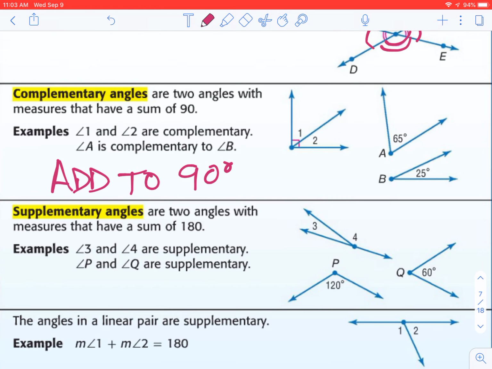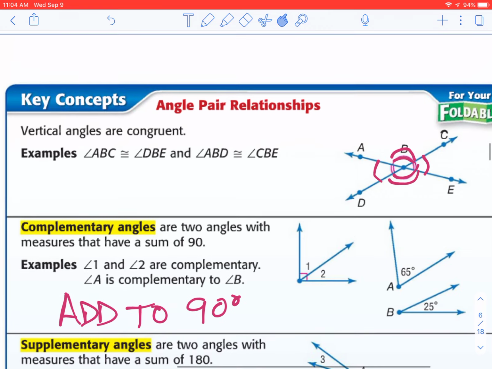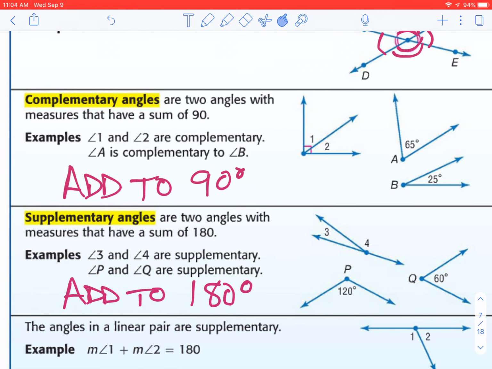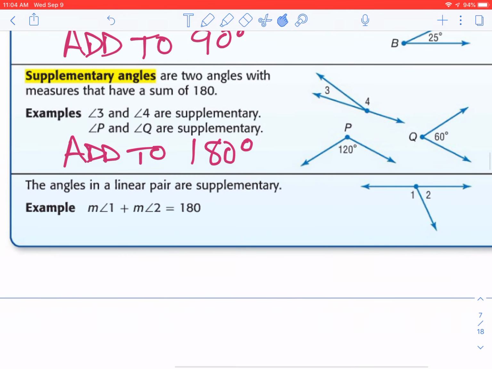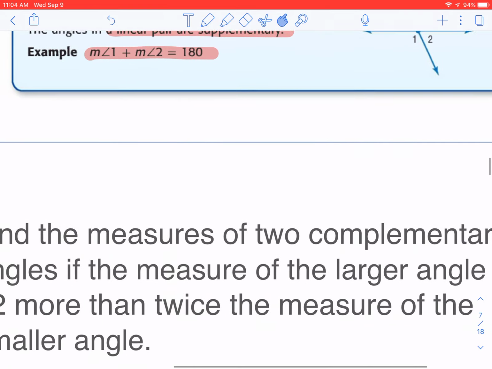Supplementary angles add to 180. A lot of the stuff we're going to do in geometry is adding to 90, adding to 180, or congruent. So we have the vertical angles congruent up here, complementary 90, supplementary 180. We're going to keep going over that. You really got to memorize that and learn that. Lastly, linear pair is supplementary. So linear pair adds up to 180. Okay, so you're going to see a lot of linear pairs. They're going to add up to 180.